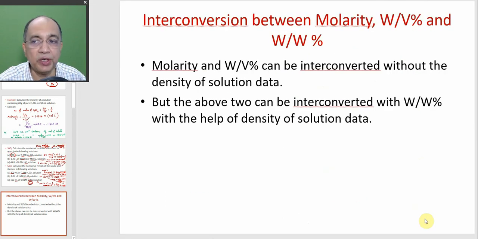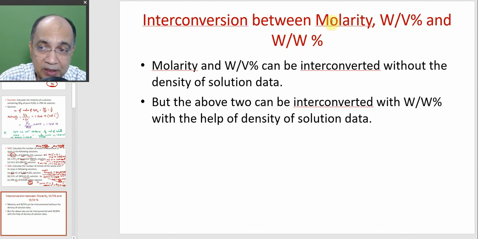Now, how to interconvert between molarity and the other two, W by V and W by W. W by W is to be determined using the density data, but molarity and W by V percent both deal with the volume of the solution. So they are interconvertible without density data, but W by W percent requires the density data.